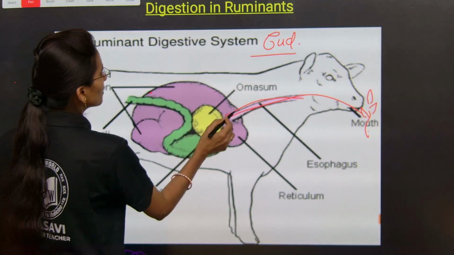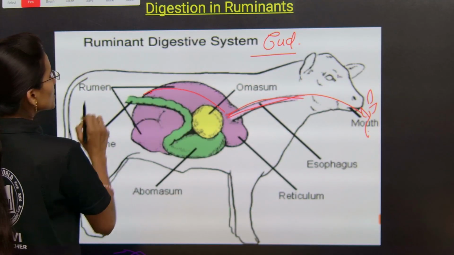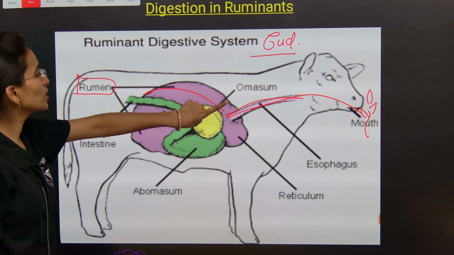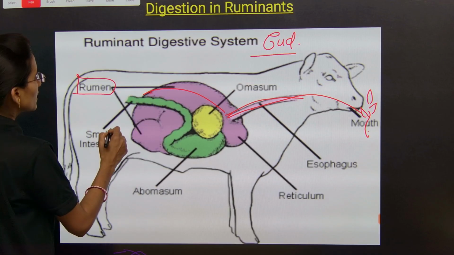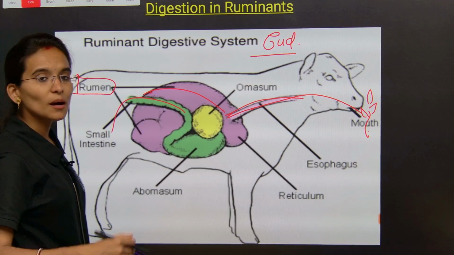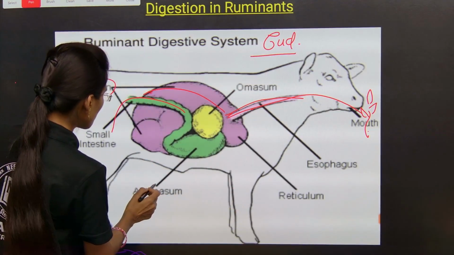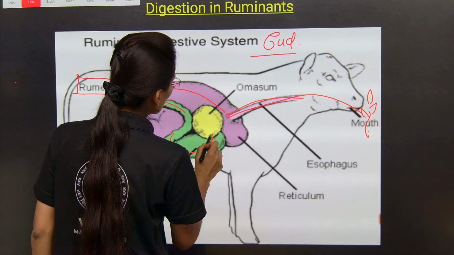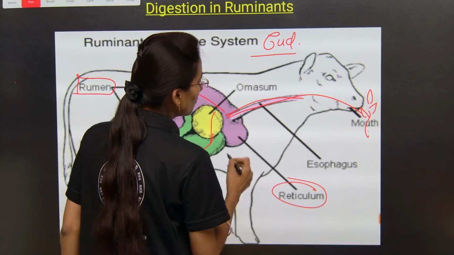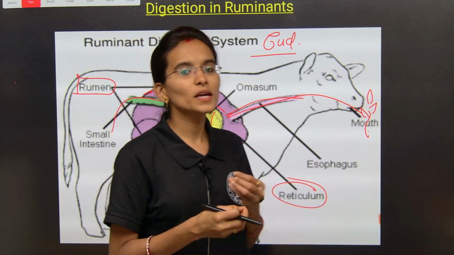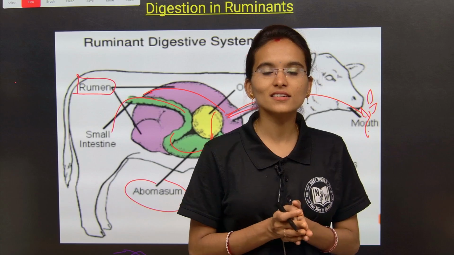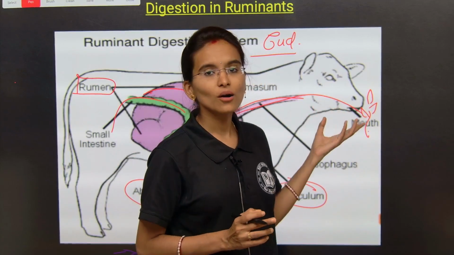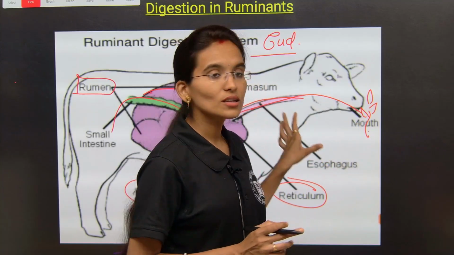From the esophagus, the curd reaches the rumen. From the rumen it enters the small intestine, and the complete digestion process takes place in the Abomasum. And next, from the Abomasum, Omasum and Reticulum, my dear students. These are the 4 main parts where the food is digested inside the stomach of ruminant animals, that is the cow, goat. Clear with this, my dear students?